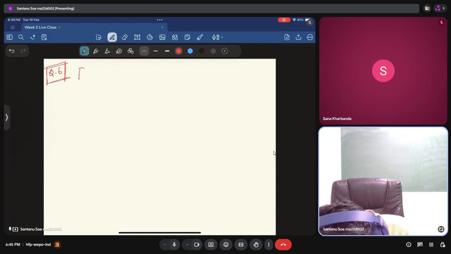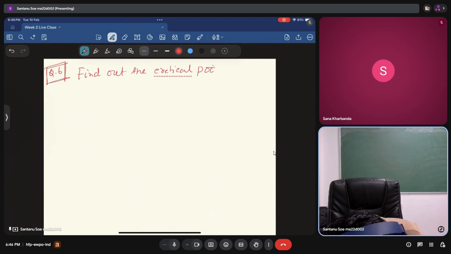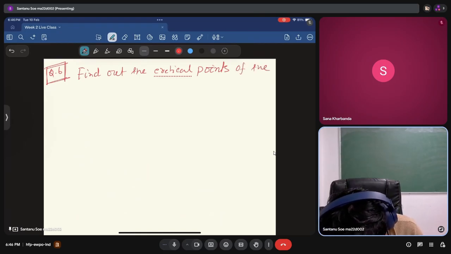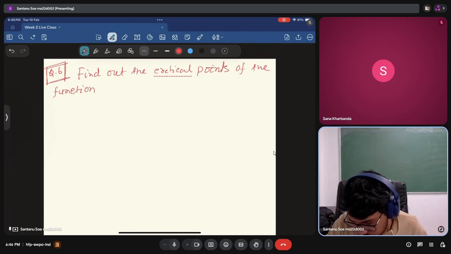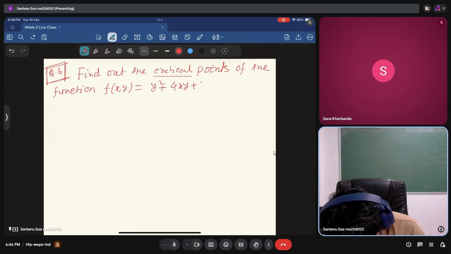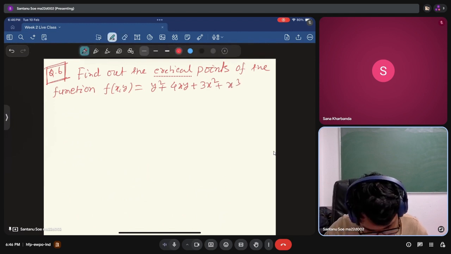So find out the critical points of the function f(x, y) equals y square plus 4xy plus 3x square plus x cube.